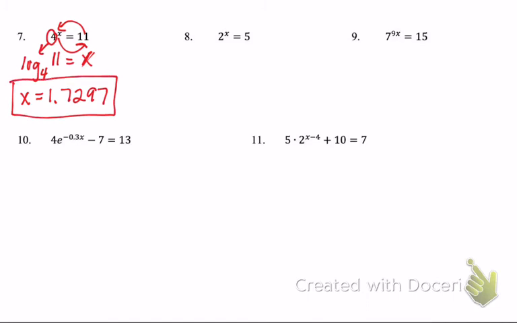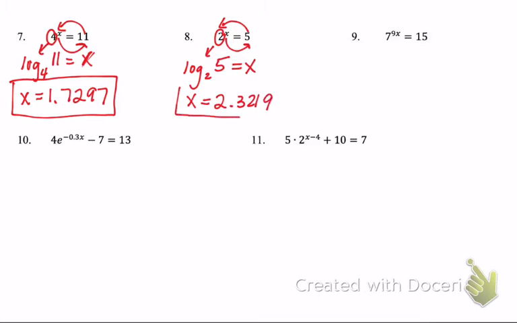Yay, decimals. 2 to the x equals 5. The 2 comes down to the bottom. X moves to the right. 5 moves to the left. So log base 2 of 5 equals x. And you put that in your calculator. You get x equals 2.3219. When I am saying to put this in your calculator, I mean I want you to pause the video and please put it in your calculator because you're not going to know how to do this on a test.